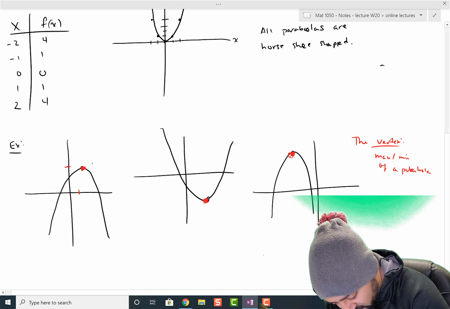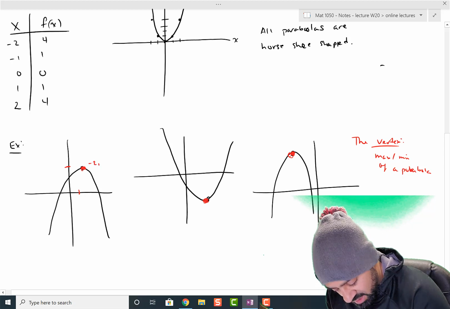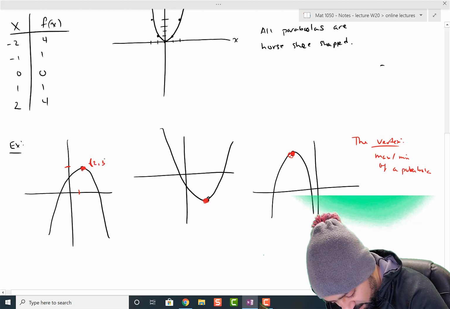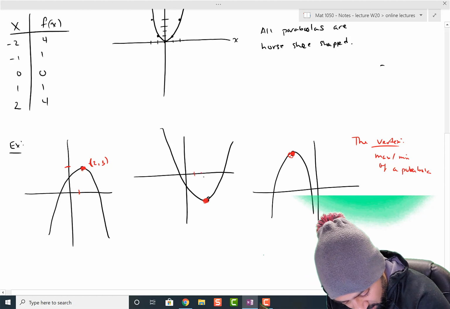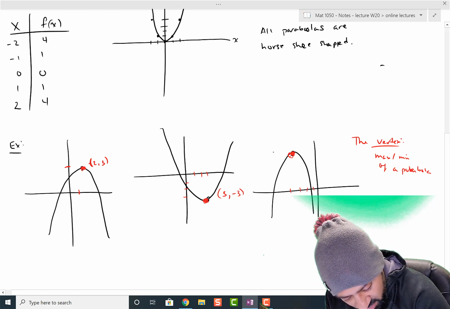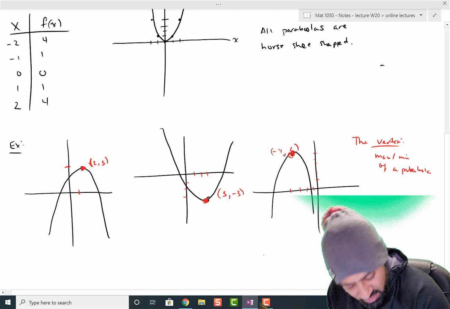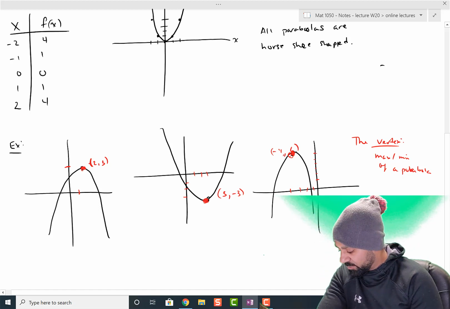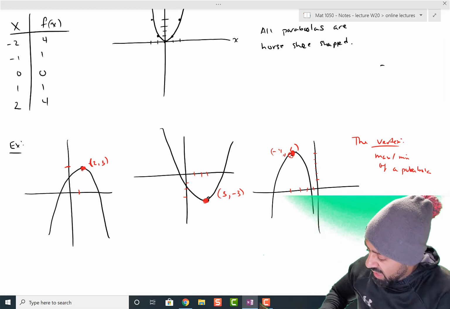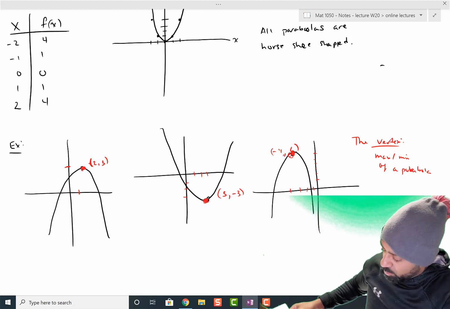These vertices can be points. So this one can be 2, comma 3. And this one looks like 3, -3. And we'll call this one -4, 6. We'll call those the points of my vertices. Very, very simple.